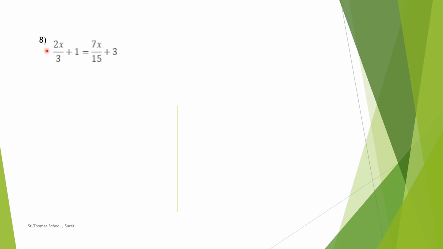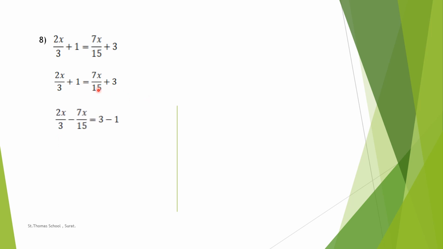Question number 8. 2x by 3 plus 1 is equal to 7x upon 15 plus 3. Again, write the question once again. Now, arrange variable on one side and constants on the other side. And this is plus 7x by 15. If it goes here, it becomes minus 7x by 15. And plus 1, if it goes here, it becomes minus 1. It's clear? Now, 3 and 15. Find the LCM of 3 and 15. That is homework for you. Find the LCM yourself.